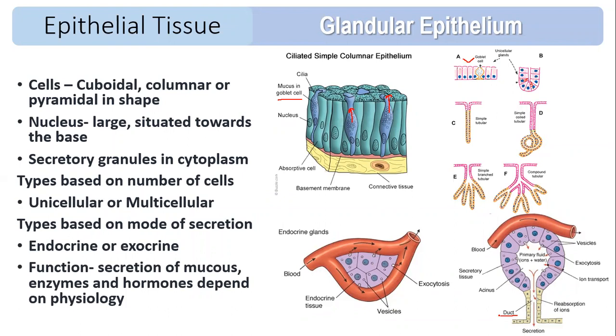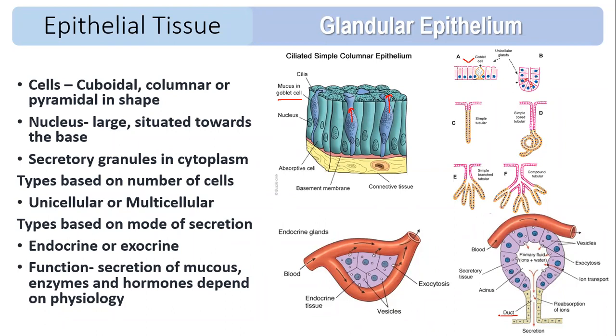Function: secretion of mucus, enzymes, and hormones depends on the physiology of the cell. Cells can be cuboidal, columnar, or pyramidal in shape. Nucleus is large, situated toward the base. Secretory granules are present in the cytoplasm. The types can be classified into two ways, that is based on the number of cells and based on mode of secretion. Based on the number of cells, they can be unicellular or multicellular. Example of the unicellular is goblet cell. Example of the multicellular is salivary gland.